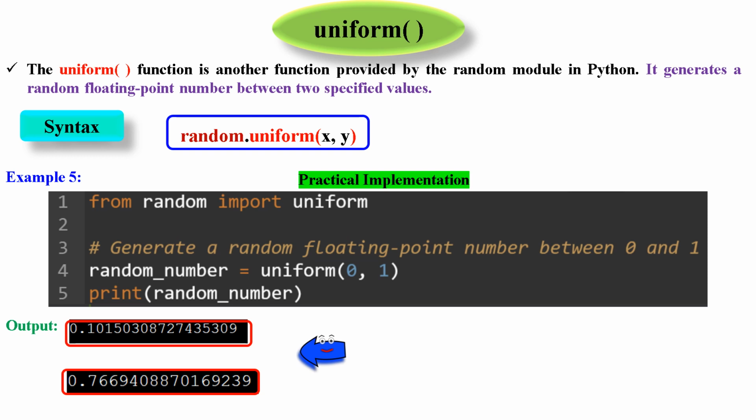Now, look at this example. In this code, uniform of 0, 1 generates a random floating point number between 0 and 1. The range is inclusive of 0 but exclusive of 1. Each time you run the code, it will output a different random number within the specified range. You can see the output below.